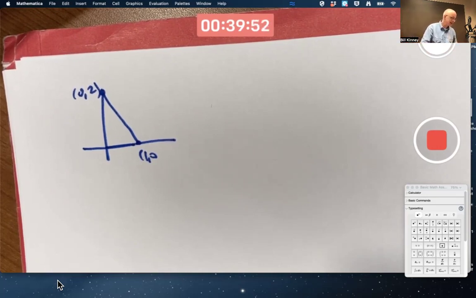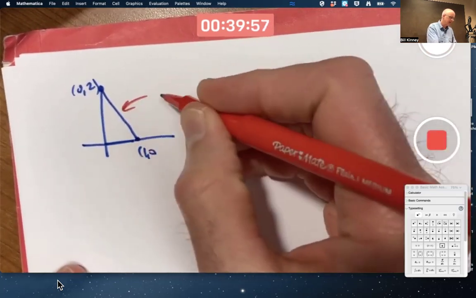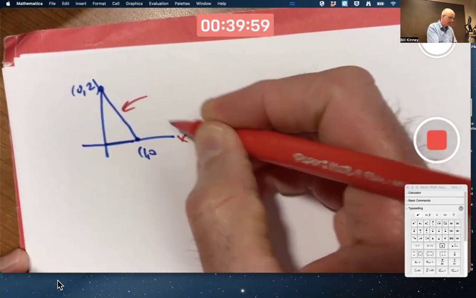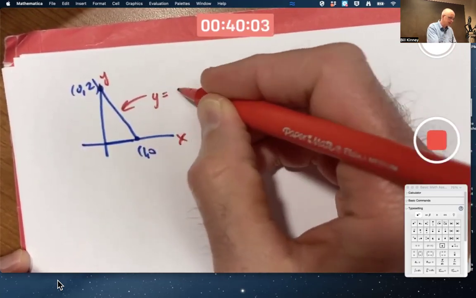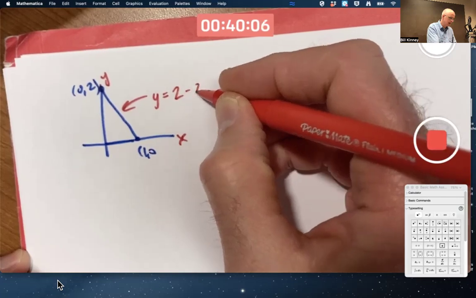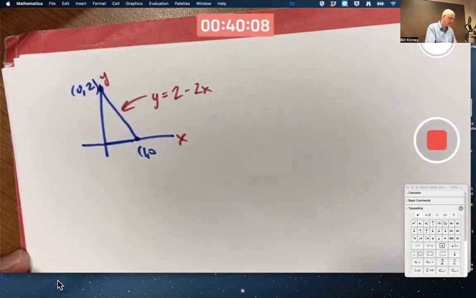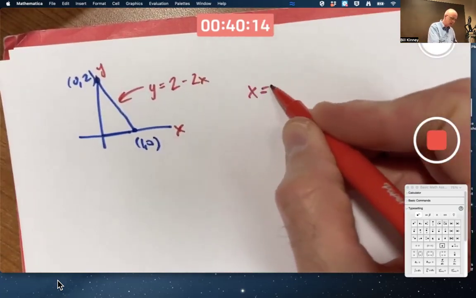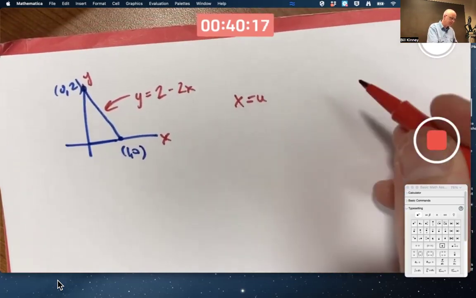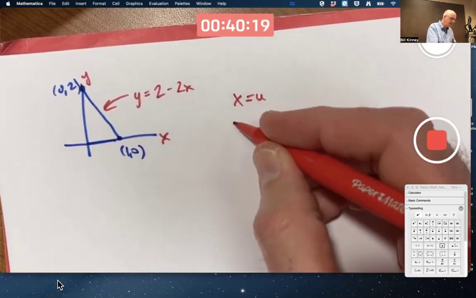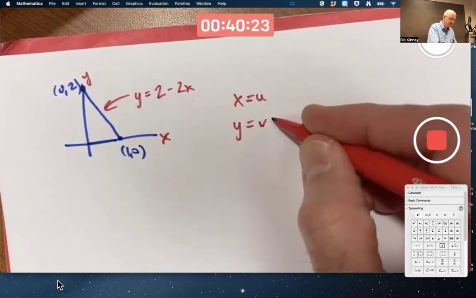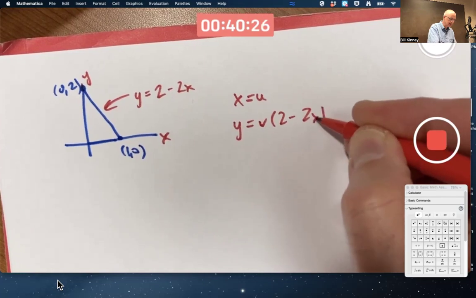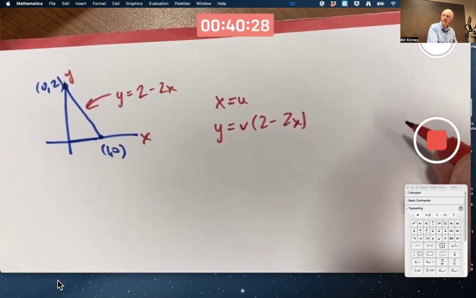And well, this is tricky. What's the equation of this line? The equation of that line is y equals 2 minus 2x, it looks like. Effectively, we want to let x be u and y be v times that formula, v times (2 minus 2x). is what we want to do. Why?